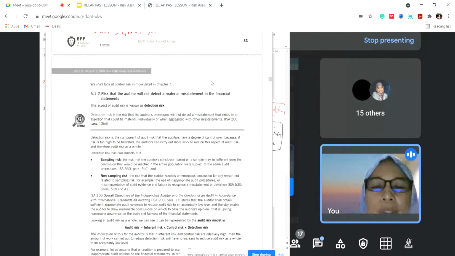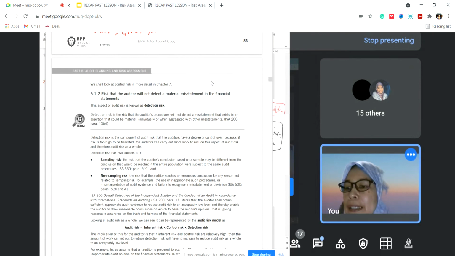Any question on those two risks? Control risk and inherent risk. Ada soalan kelas? No. Okay, clear?